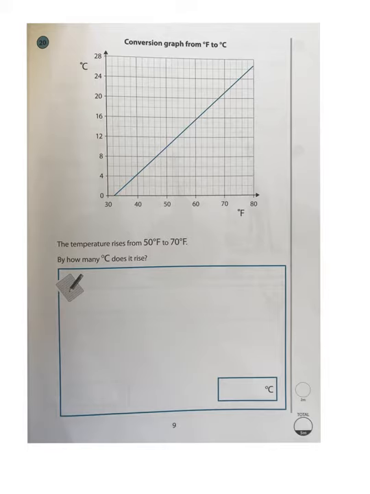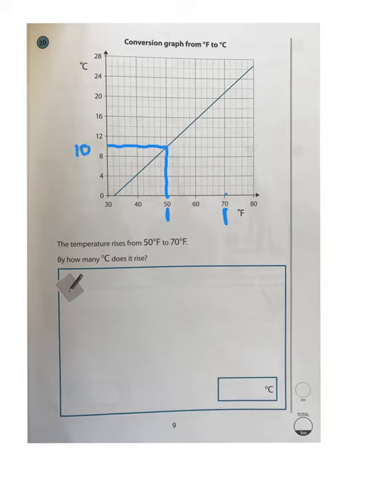Data handling, kind of, maybe not, maybe more just graph reading a scale, this one is. It says the temperature rises from 50 Fahrenheit to 70 Fahrenheit. How many C's does it rise? So 50 Fahrenheit is here, 70 Fahrenheit is here. What we need to do is read up the scale to find out the temperature in Celsius when it gets to 50. What's the temperature in Celsius when it gets to 50? 10.